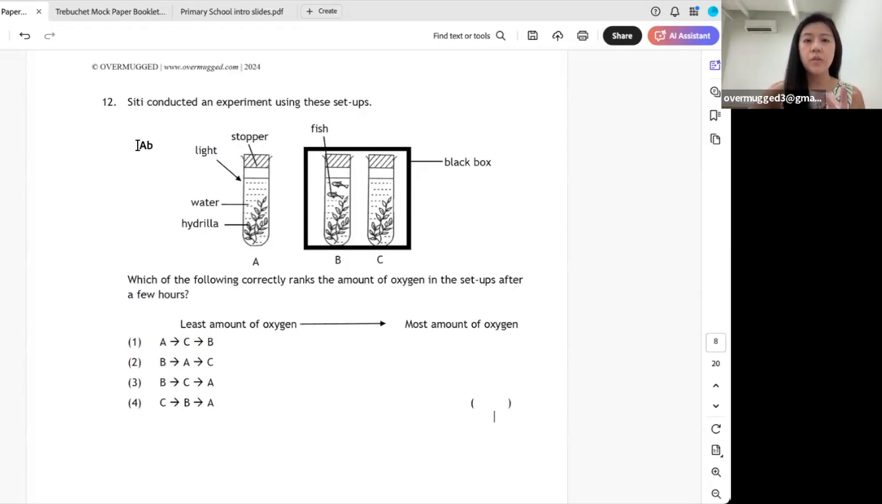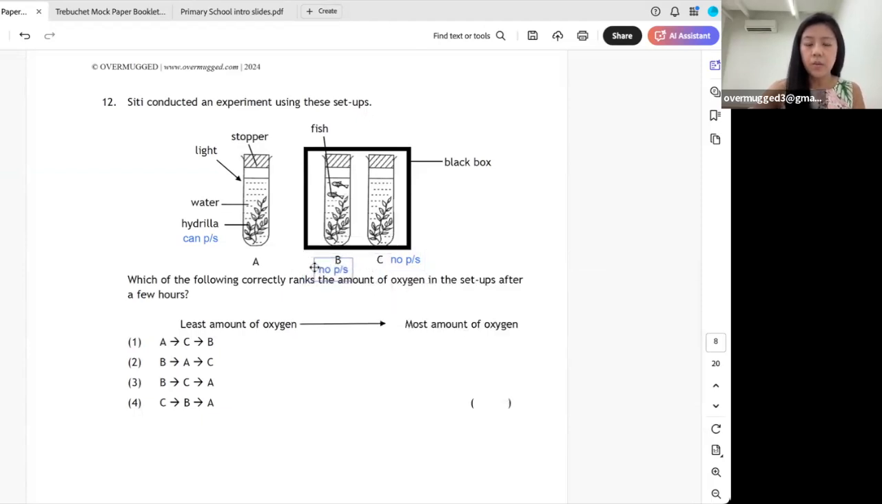So straight away, you should be able to identify that this question is testing you on the topic of photosynthesis. There is light. What can this plant do? This plant can photosynthesize. I'm going to use short form for the word photosynthesis. On the other hand, over here in the black box, the plant cannot photosynthesize. So I'm going to just write down no PS. Same thing for B, no PS.